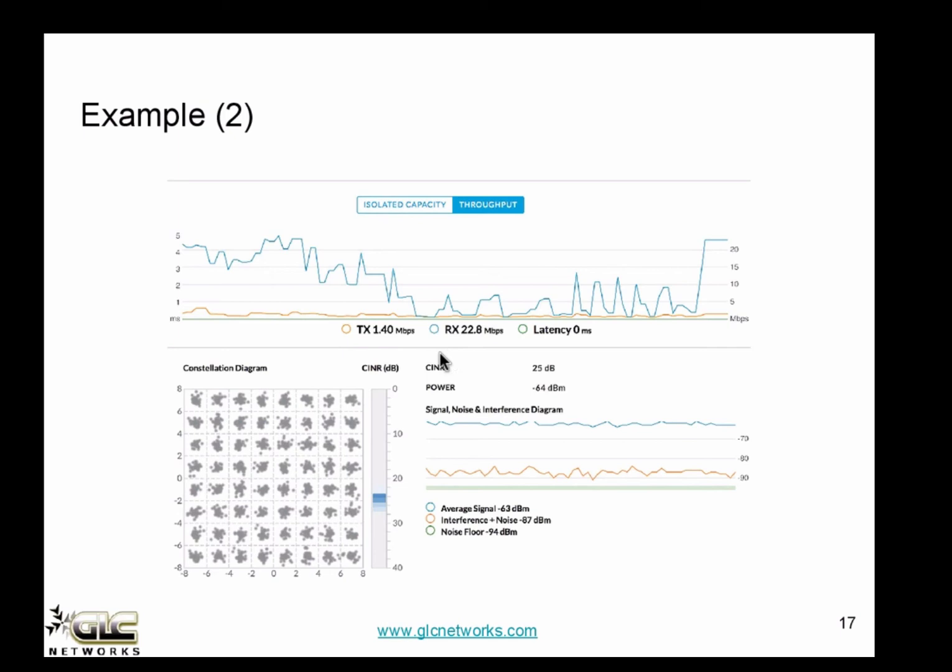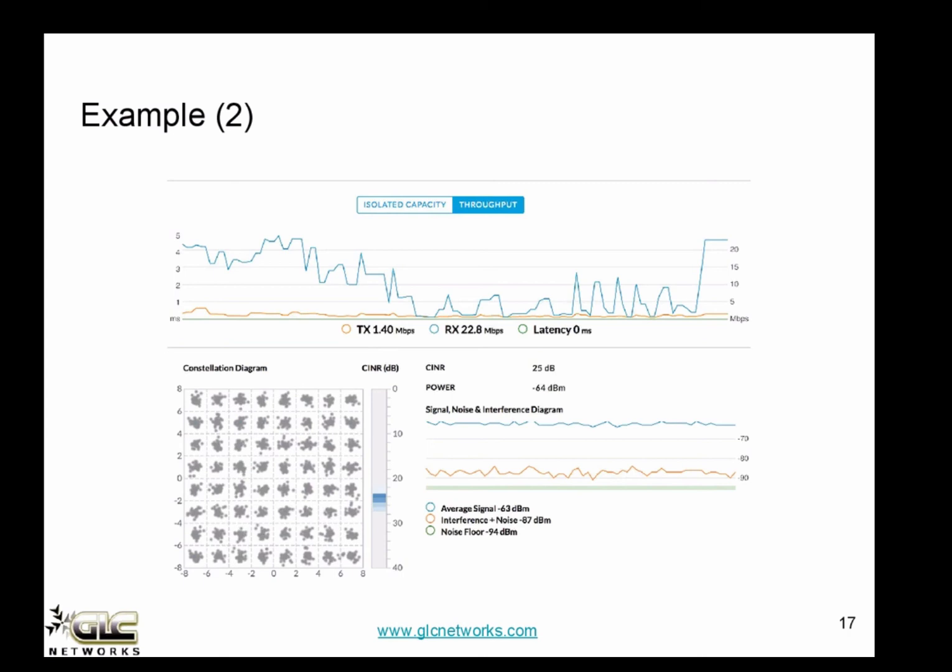Okay, so the last question here: can one connect AC equipment to a MikroTik AP? Yeah, it's a very good question. That depends on the protocol. Okay, so wireless is all about protocol.